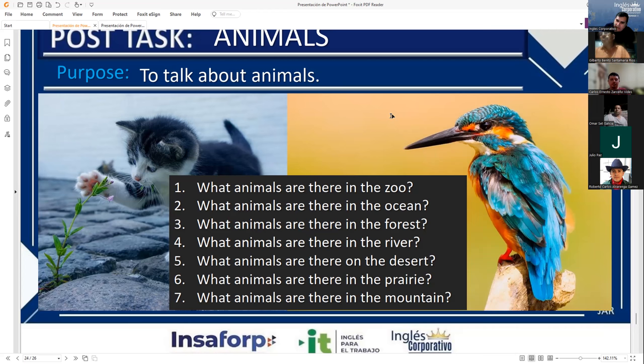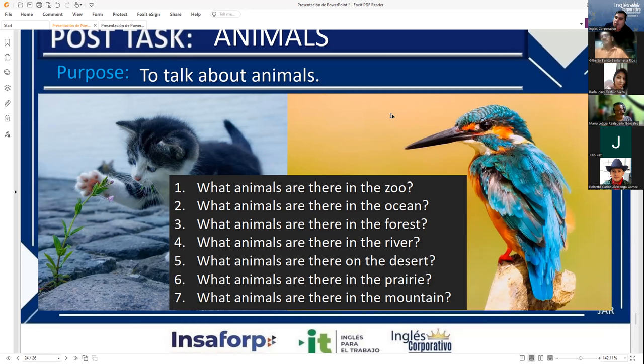SpongeBob. SpongeBob too. Okay. Squidward. Hey, Squidward. Hammerhead shark. Yeah, of course. Imagine. Okay.